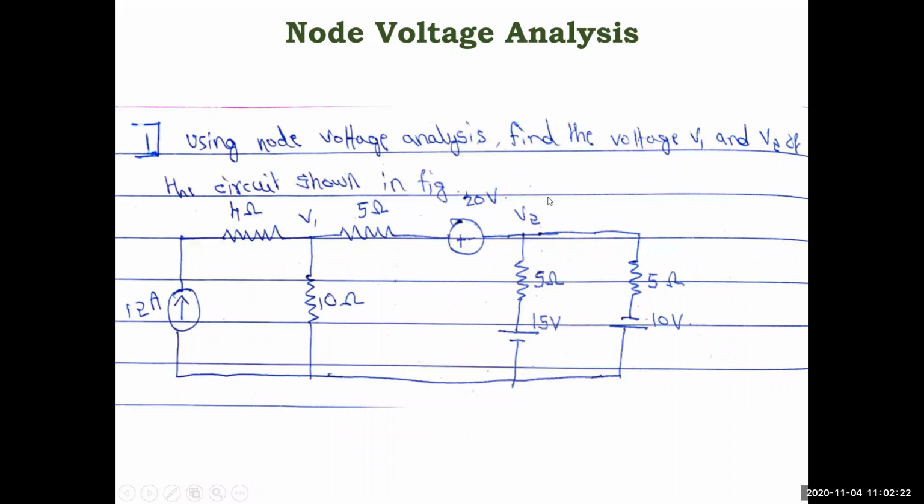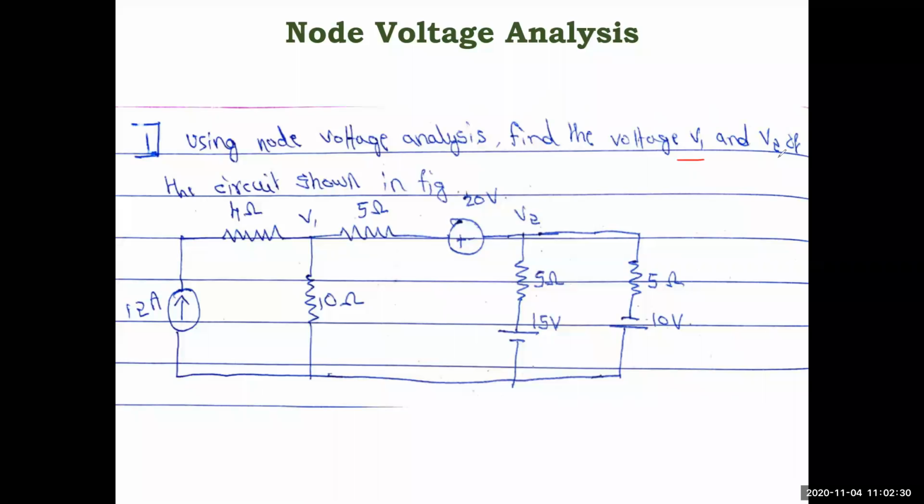So first problem, just note down: using node analysis, find the voltages V1 and V2. These are nothing but the node voltages of the circuit shown in the figure. So you have a circuit here: 12 amp current source, 4 ohm resistance, 5 ohm resistance, 10 ohm, 20 volt, 5 ohm, 15 volt, 5 ohm, 10 volt. Just note down this figure.